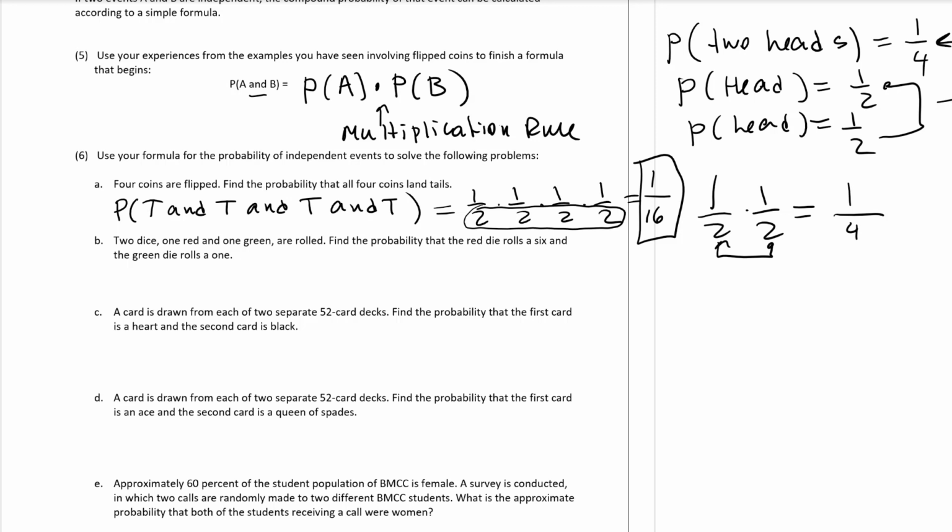All right, so 2 dice, 1 red and 1 green, are rolled. Find the probability that the red die rolls a 6 and the green die rolls a 1. So you just have 2 dice. Okay, so the probability that one of them, let's draw it. One of them rolls a 6. 1, 2, 3, 4, 5, 6. And the other one, the green one, rolls a 1. I can even highlight the colors for you. So one of them is green. All right, and the other one is red.